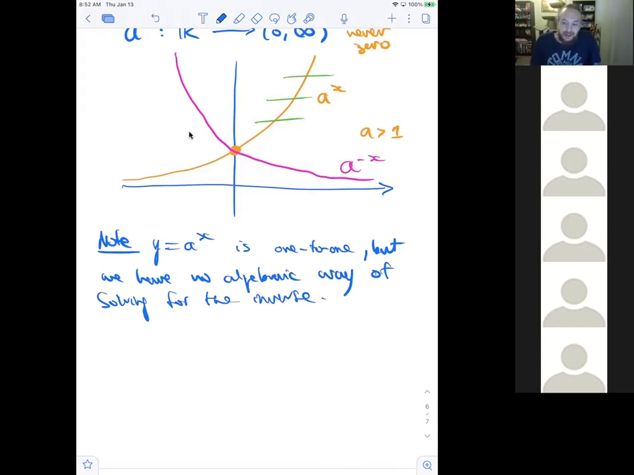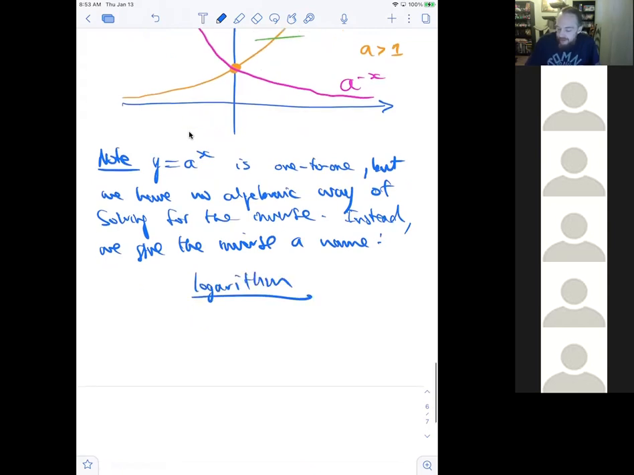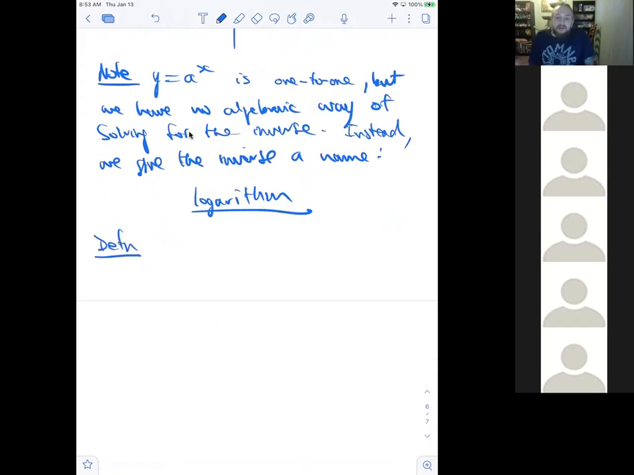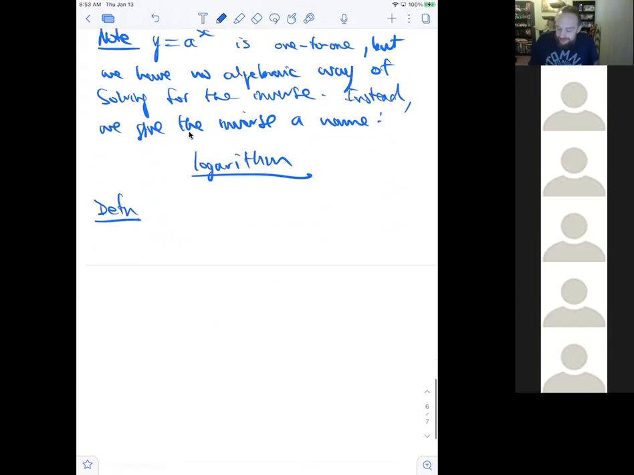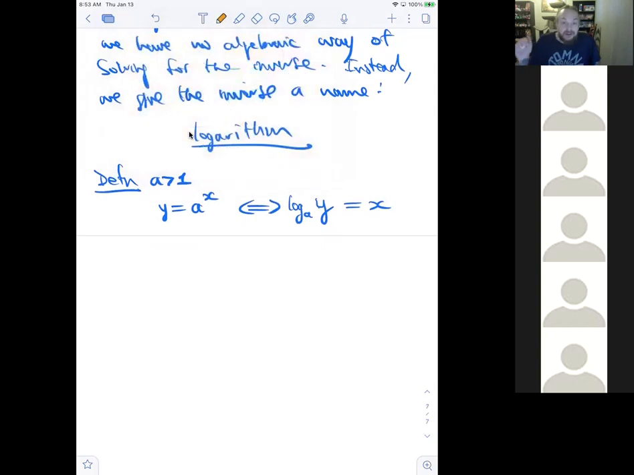So we follow John Napier, and what he says is a logarithm. So instead, we give it a name. Logarithm. So, definition. Logarithms are the inverses of exponential functions. If a is a positive number, then y equals a to the x if and only if log base a of y equals x. And that's just the definition of inverse.